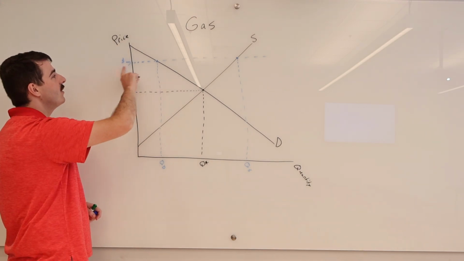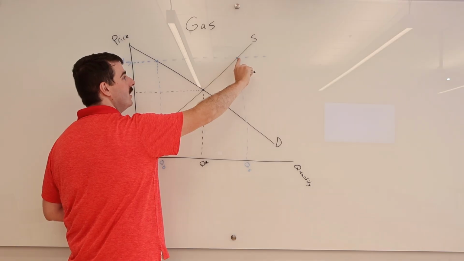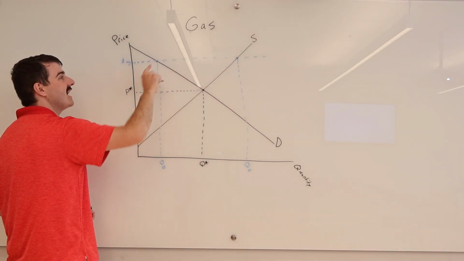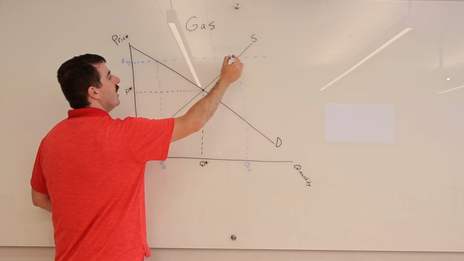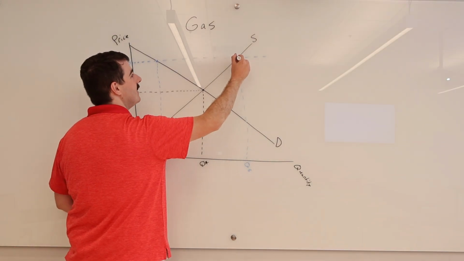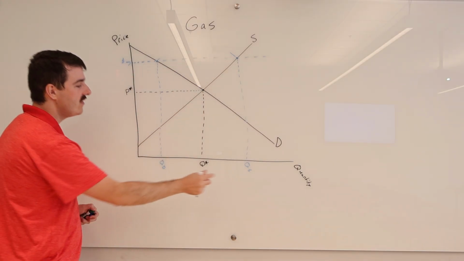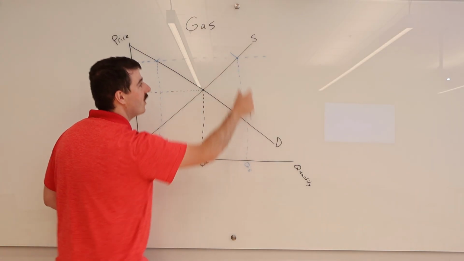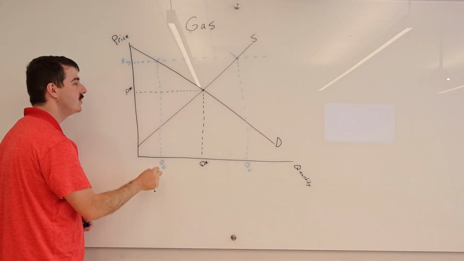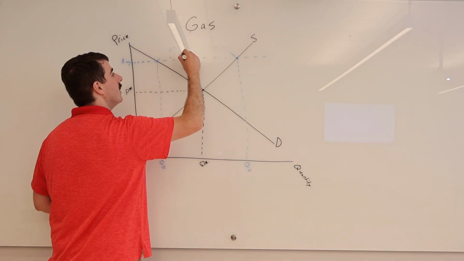So we got this seller. He wants to sell at $7 a gallon. Well, he wants to sell way more than buyers want to buy at this particular price. So quantity supplied exceeds quantity demanded. What do we call that? When there are more sellers who want to sell than buyers who want to buy, we call that a surplus.